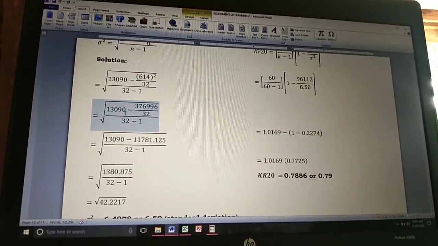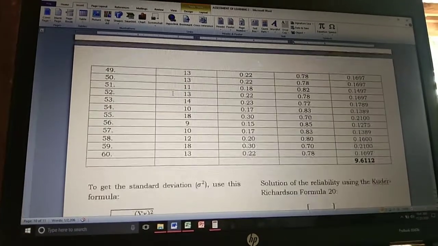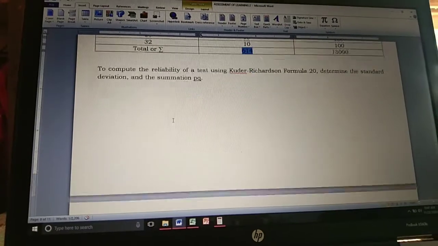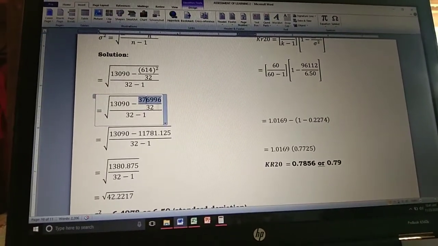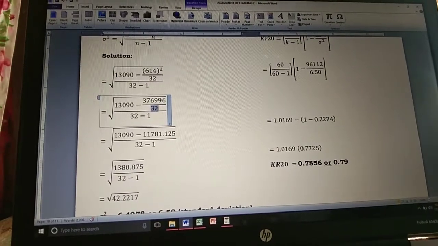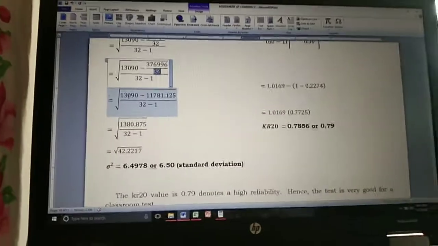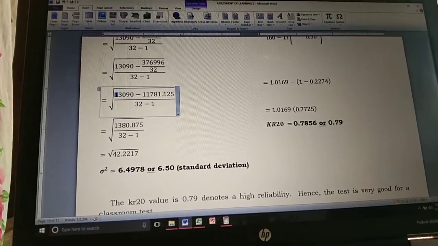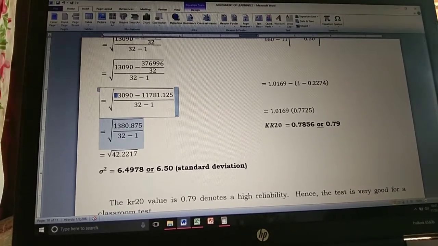Then minus by 614. 614 is our summation of x. 614 raised to the power of 2. Ito na yung answer niya. So 32, the total number of examinee, and 32 minus 1. Okay, 13,090. So ito minus 1178.125. So ito yung sagot.